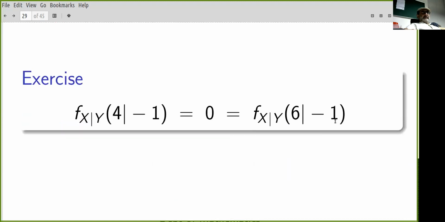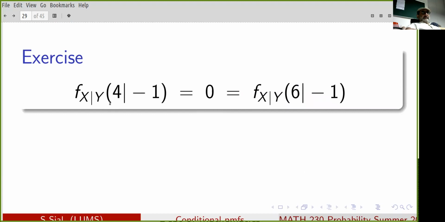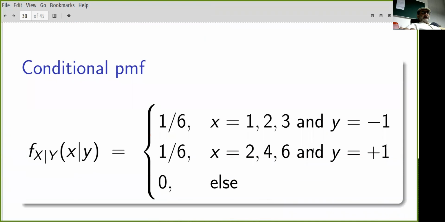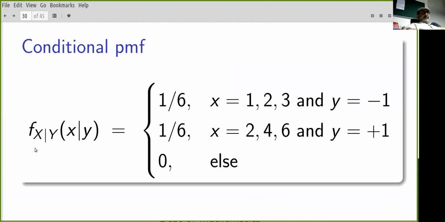Similarly, you should be able to find that the conditional PMF, which is the probability that x is equal to 4 given that y equals -1, and the probability that x is equal to 6 given that y equals -1, those conditional probabilities are both also equal to 0. Okay. Now f sub x given y, so this should be 2/6, not 1/6. Sorry. So these are 2/6 for x equals 1, 3, 5 and y equals -1, and 2/6 for x equals 2, 4, 6 and y equals +1.